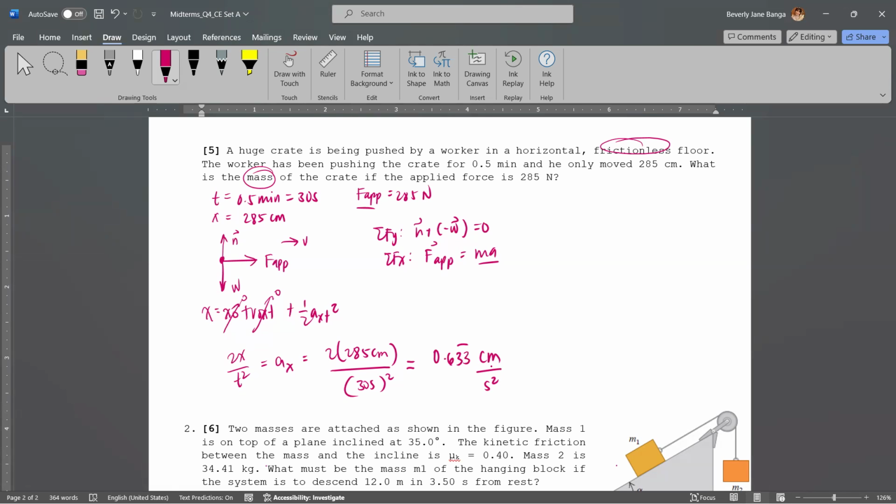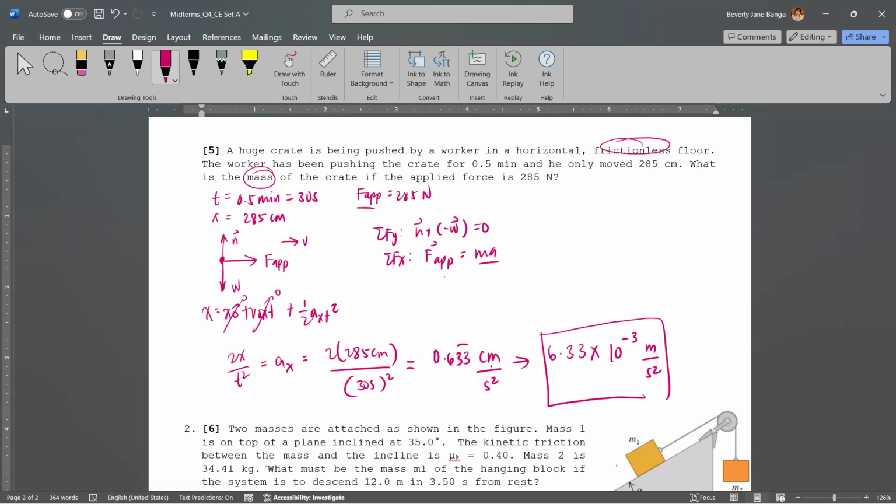So, we're going to convert this to meter per second squared. So, isa-shortcut ko na lang kasi dapat alam nyo naman itong gawin. So, this will be 6.33 times 10 raised to negative 3 meter per second squared. Okay, so ito na yung acceleration natin.